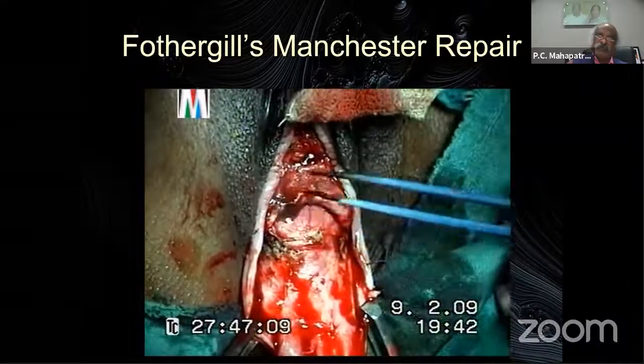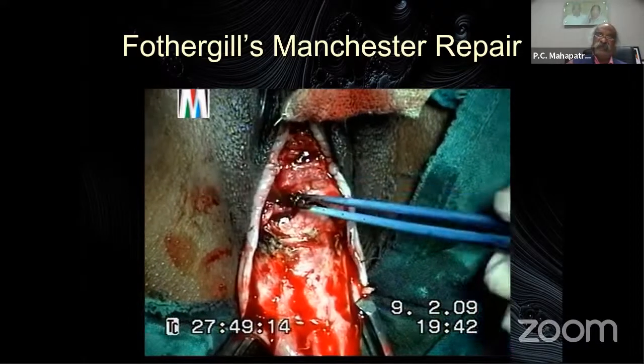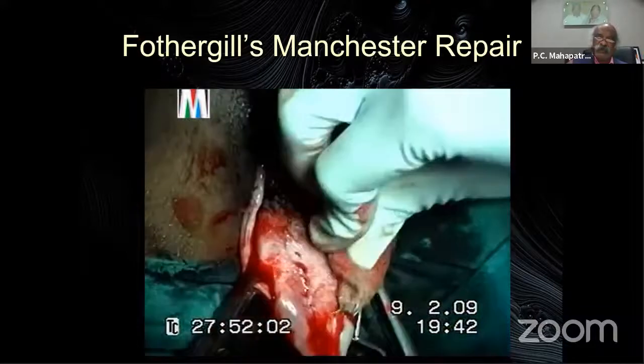So the first step is dilatation with or without the curettage. The second step is anterior colporrhaphy.